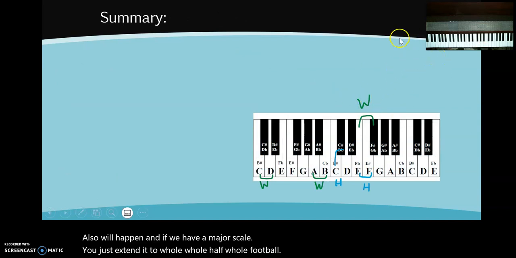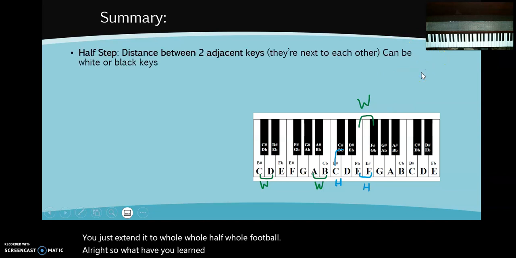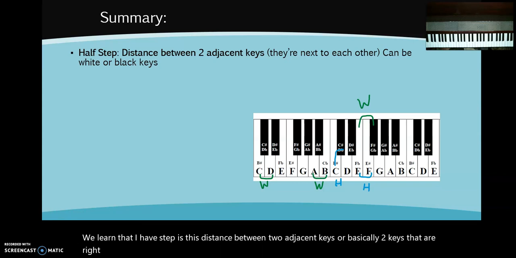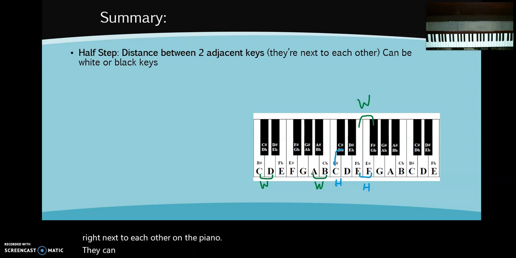Alright, so what have we learned today? We learned that a half step is the distance between 2 adjacent keys, or basically 2 keys that are right next to each other on the piano. They can be white or black keys. So I have little examples here, right? Half steps here, half steps with these keys.